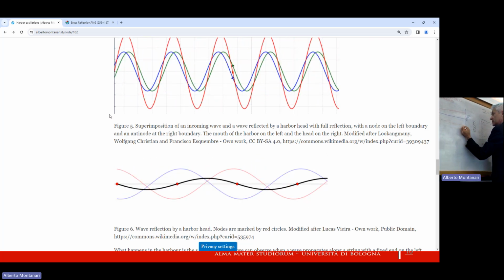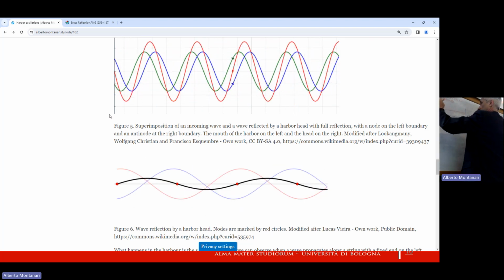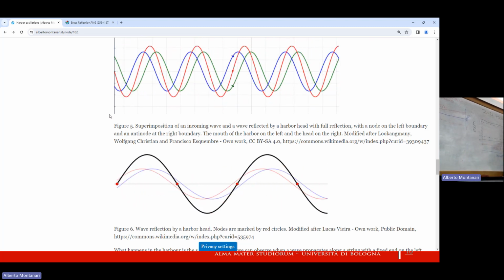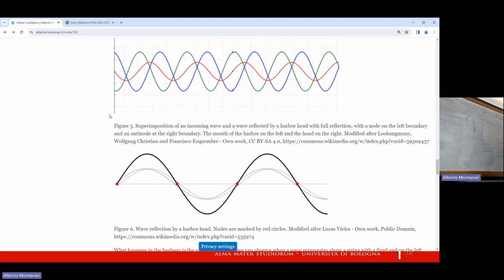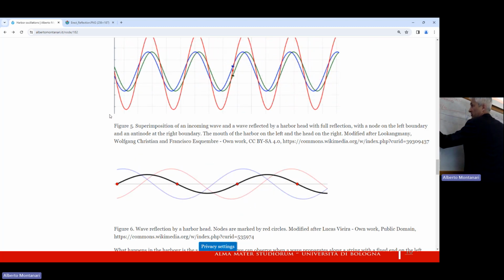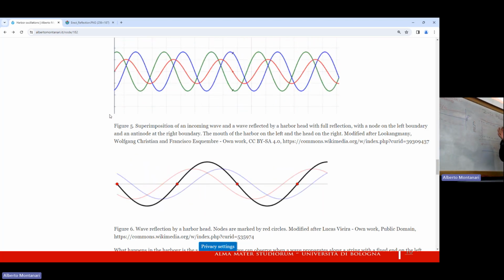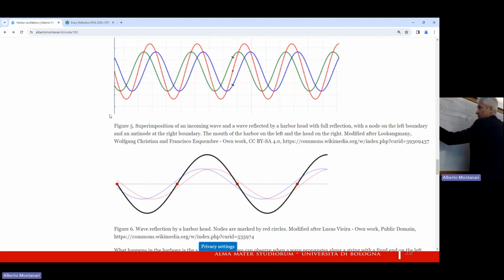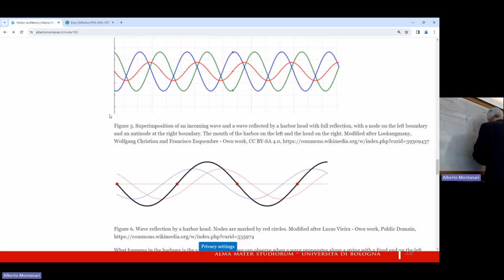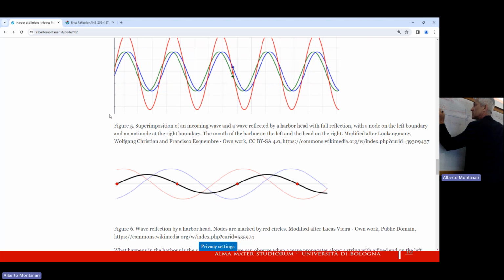On the other side you have this, and this is P divided by 4. This is the fundamental period, and then there is the second period. So you have no nodes inside the harbor here. The only node is at the mouth, and then there is another period, which is not the fundamental period, which is this one.